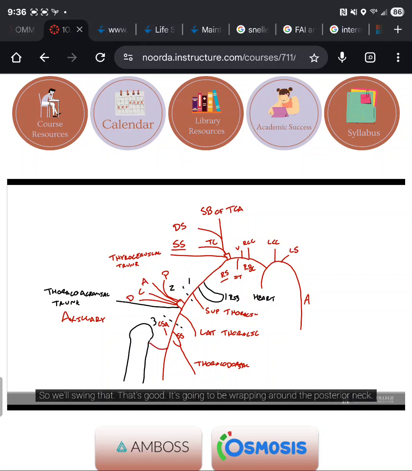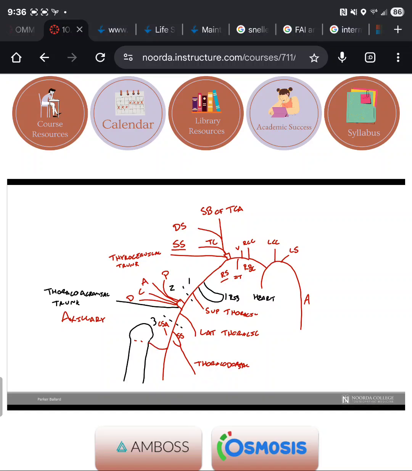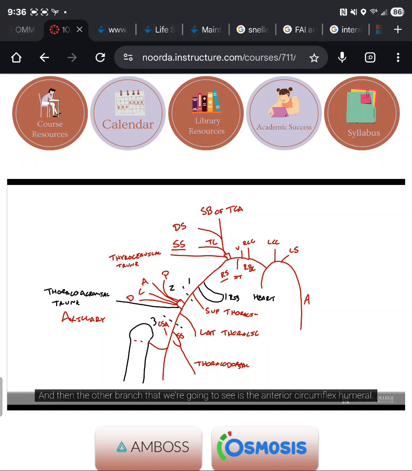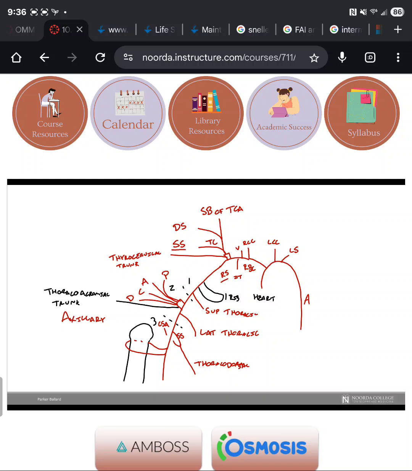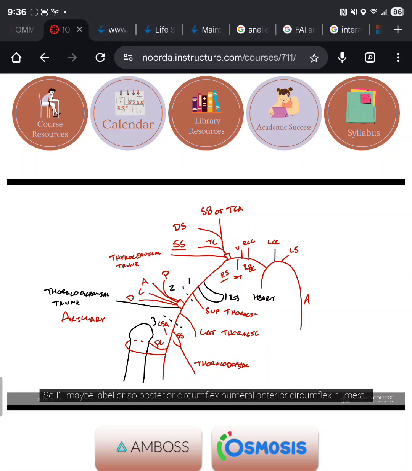So we'll swing that, and then it's just going to be wrapping around the posterior neck. And then the other branch that we're going to see is the anterior circumflex humeral. That's going to go anteriorly around the humerus, and those actually meet up and connect. So I'll maybe label those: posterior circumflex humeral, anterior circumflex humeral.